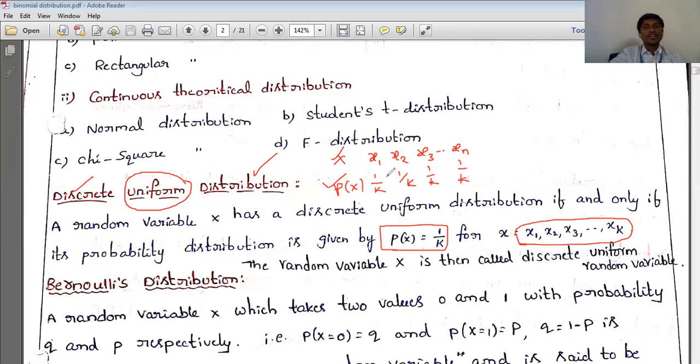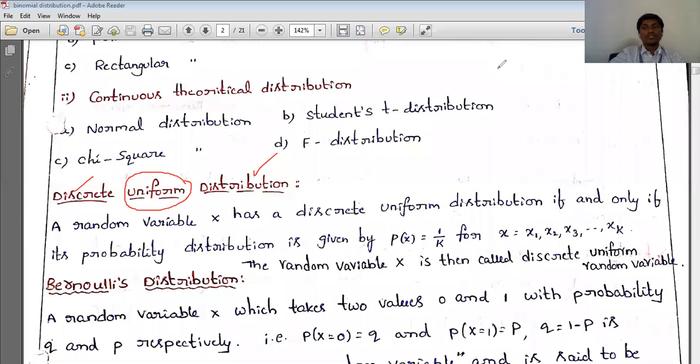Okay. So here that one. So we constructed it in a table notation. Okay. Next, Bernoulli's distribution. Next topic. So Bernoulli's distribution.